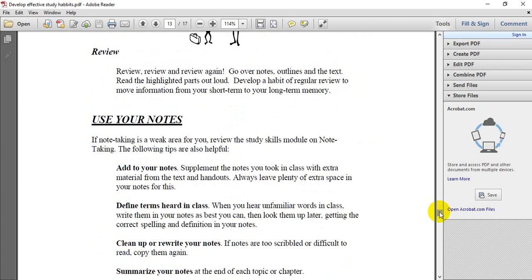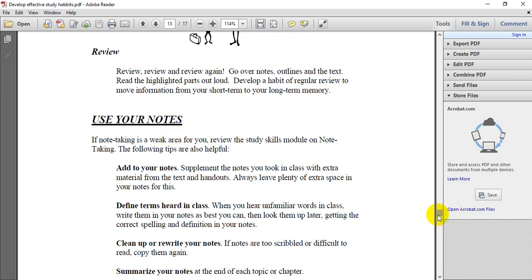Review. It's very important to review and review again. Go over notes, outlines, and the text. Read the highlighted parts out loud. Develop a habit of regular review to move information from your short term to long term memory.